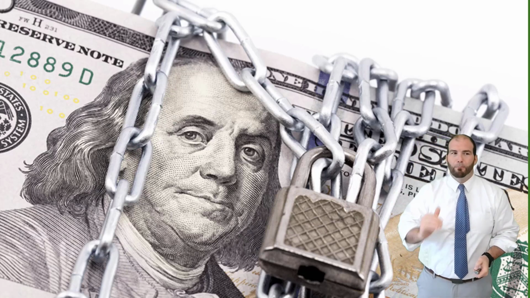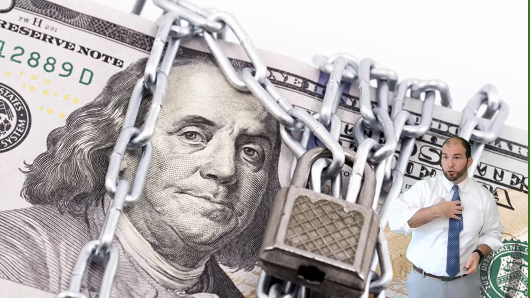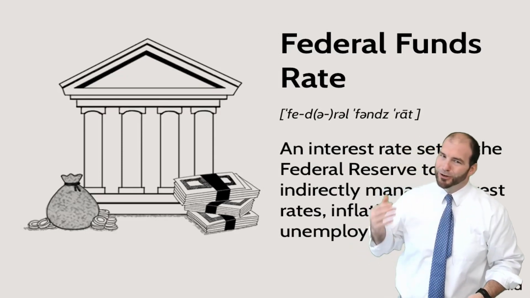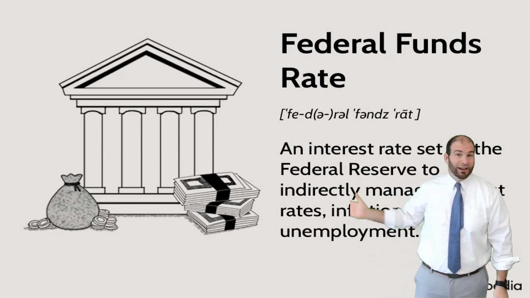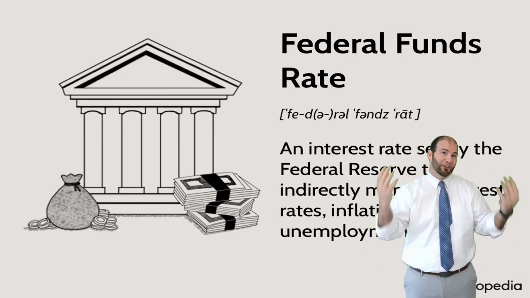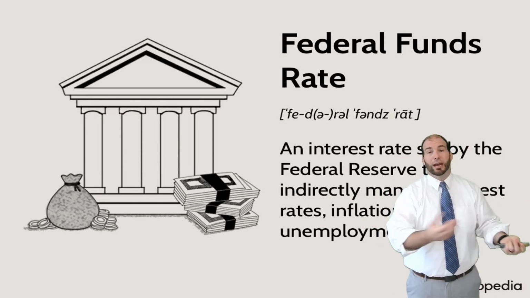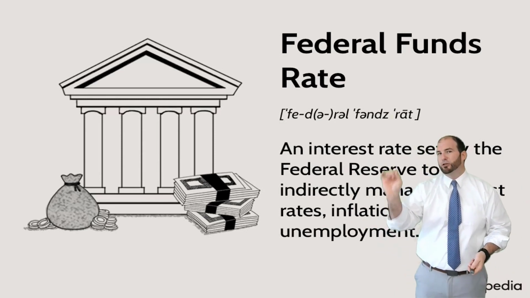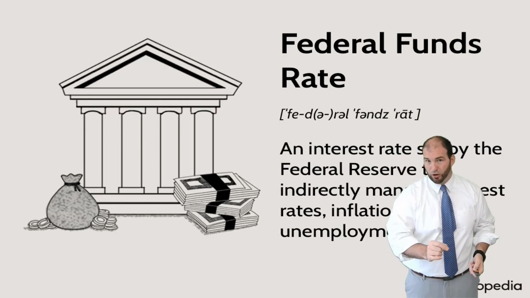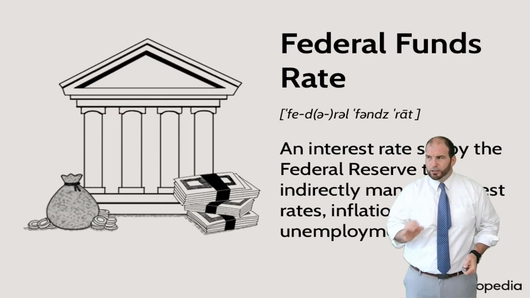So the private banks agree to this. To get the insurance on the money, they agree to the federal funds rate, which basically means every bank that you've ever seen is part of the FDIC. So all the money in there is insured. You can't lose your money. But it also makes those banks have to listen to what the federal government tells them to do as far as interest rates go. Interest rates are very important.